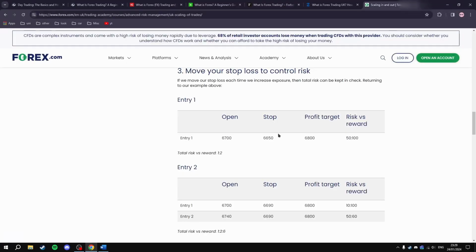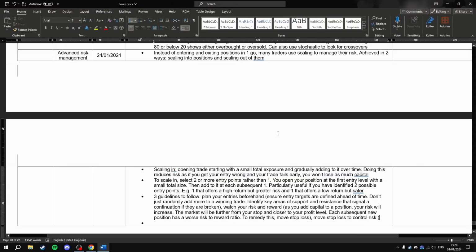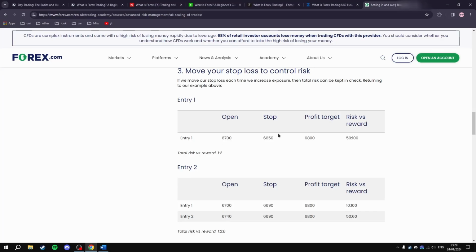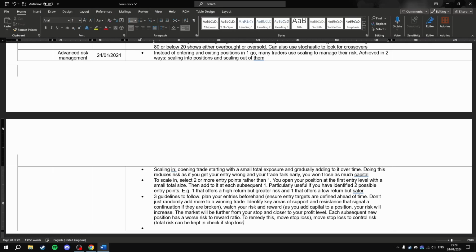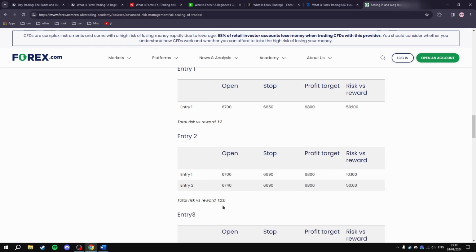If we move our stop loss each time we increase exposure, then total risk can be kept in check. Entry 1, risk versus reward. Take total risk versus reward, 1 to 2.